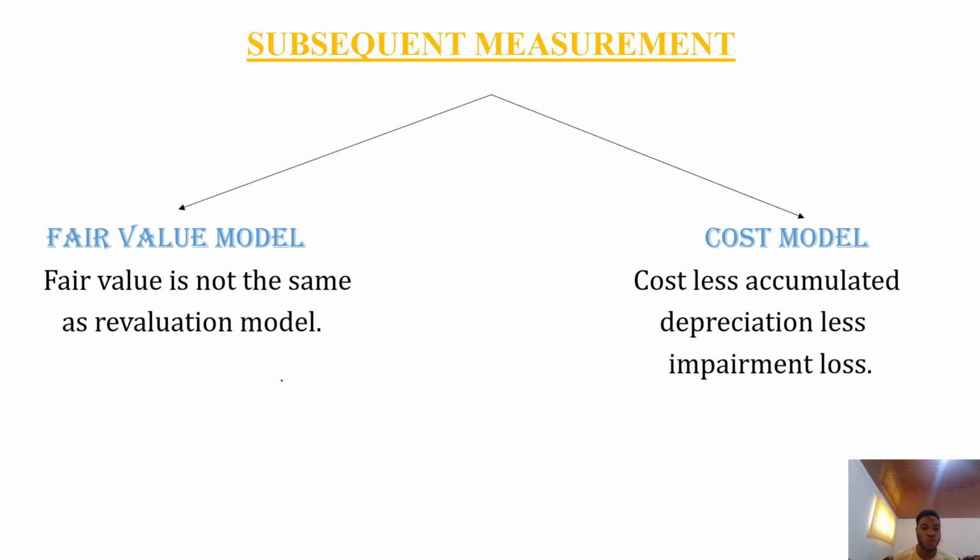So we are saying that there are two. We have the fair value model and we have the cost model. Let's talk about the cost model. Now, the cost model is the same as what you know under IAS 16, where we said you take the cost of the asset, less accumulated depreciation, less accumulated impairment loss. So if any of these exist, you subtract it.